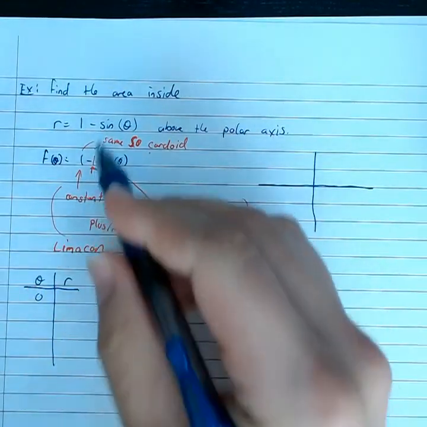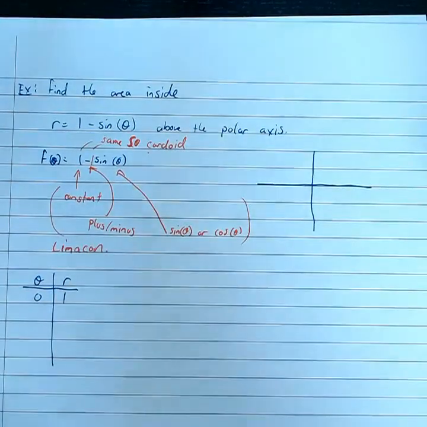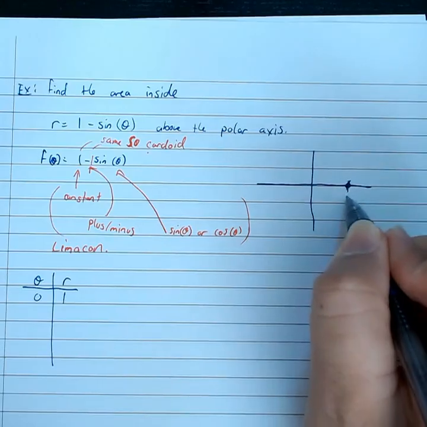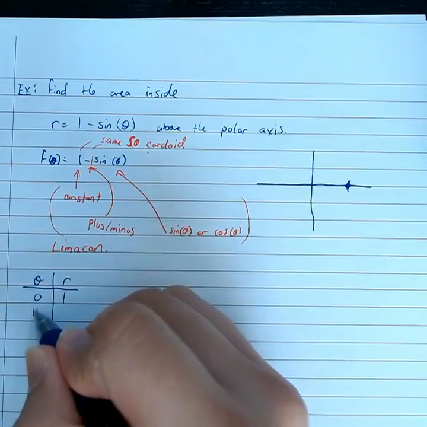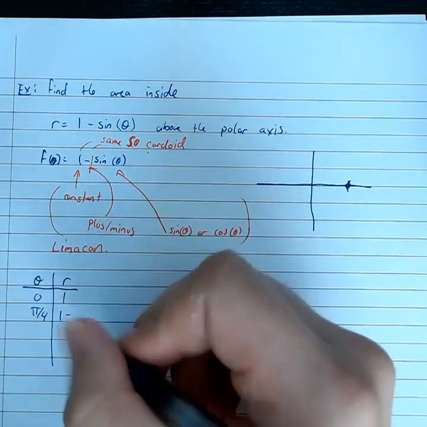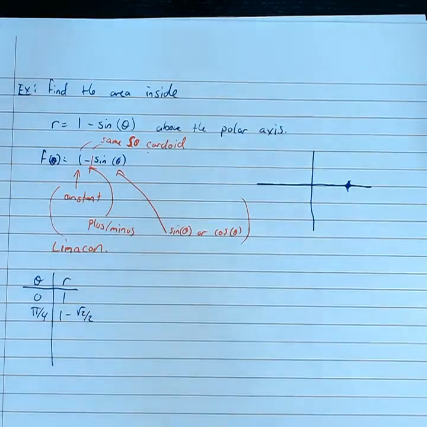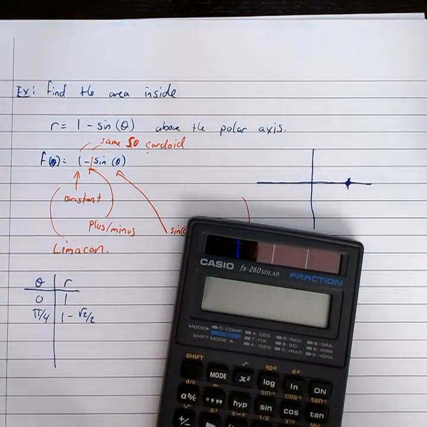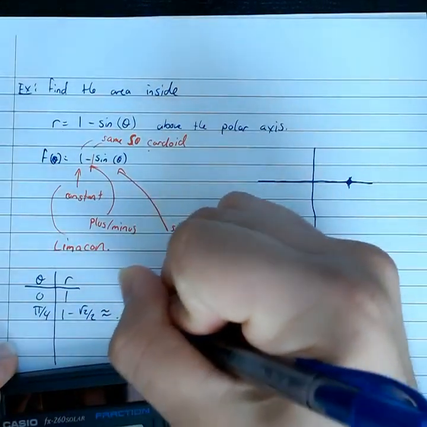If theta is equal to 0, then 1 minus sine of 0 is 1. Okay, so here I'm 1 unit away from the origin. And then if I have theta is equal to pi over 4, well, that's 1 minus the sine of pi over 4, which is 1 minus root 2 over 2. And that's about 0.3, give or take, about 0.29.